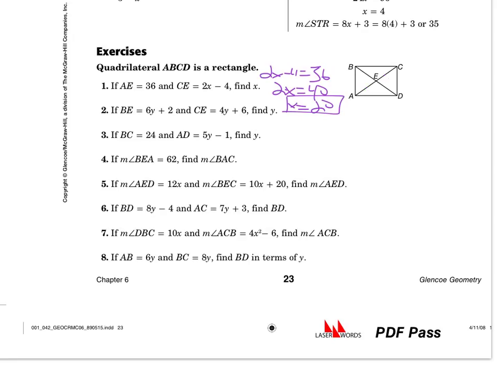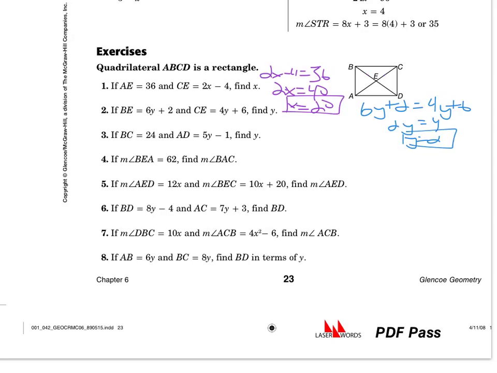Okay, and the next one, we've got BE and CE. Right, we actually know that these are congruent, right, because the diagonals are both congruent and they bisect each other, so all the pieces of the diagonal, the big part, the whole thing, and every piece is congruent. So we know that we could set up the equation 6y plus 2 equals 4y plus 6. So 2y equals 4 and y equals 2. Okay, that's all we have to do is find y, so we're good right there.